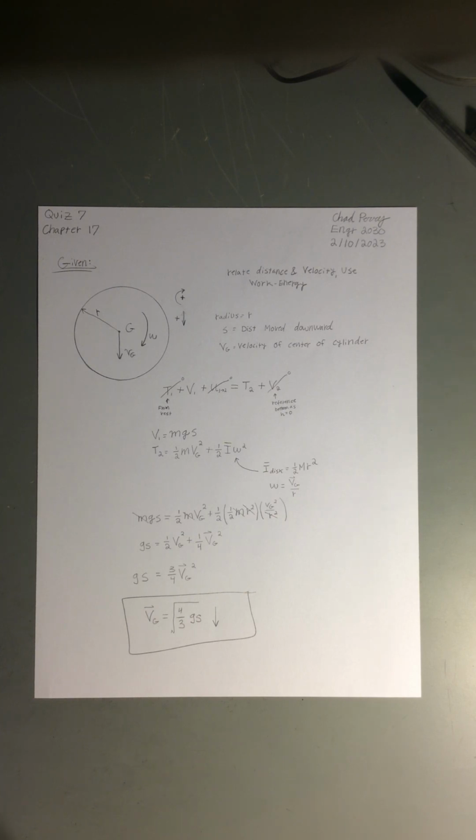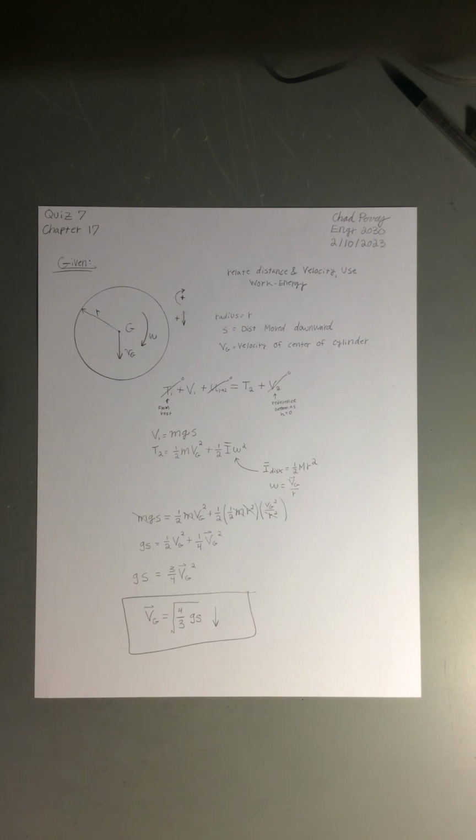Looking at this problem, I noticed that we were relating a distance to a velocity, and so I decided to use our work energy principles from the beginning of chapter 17. I drew a free body diagram here and labeled some of the things we were given in the problem. I decided to call the center of our disk G, and we were told this radius is lowercase r, and then we have the velocity of the center G downward, and then we have an omega term because of the wire that's wrapped around it.